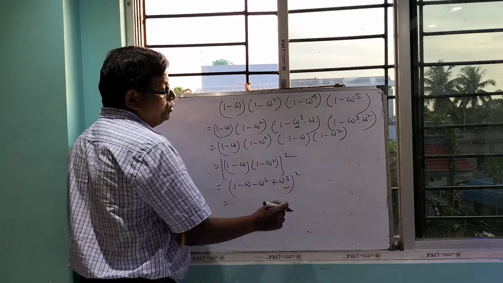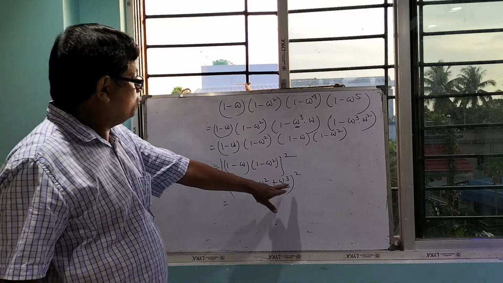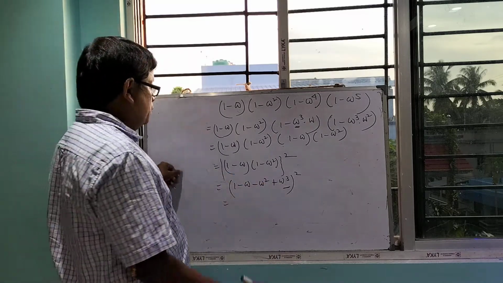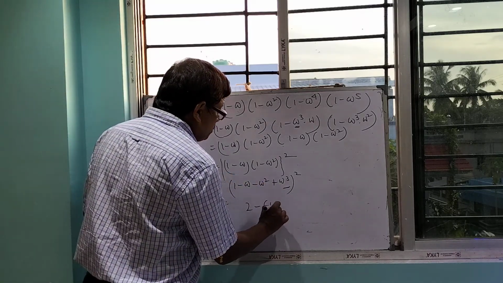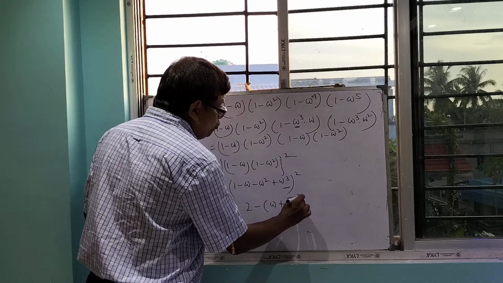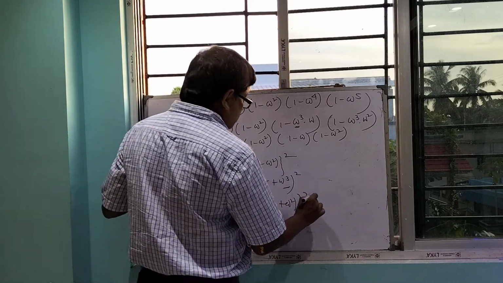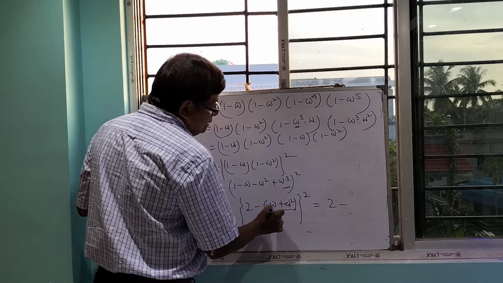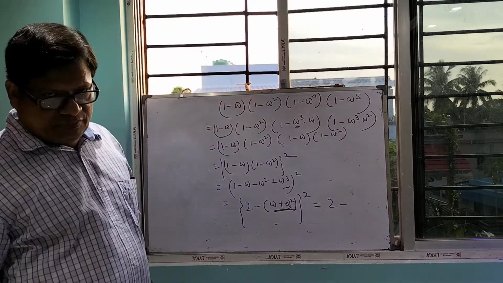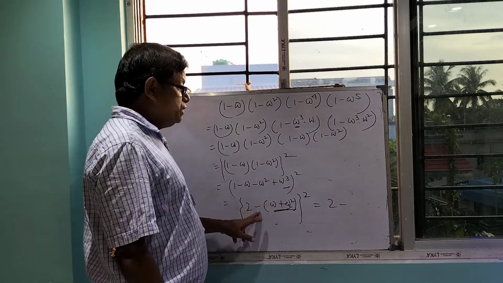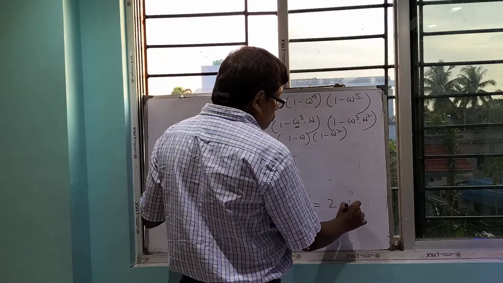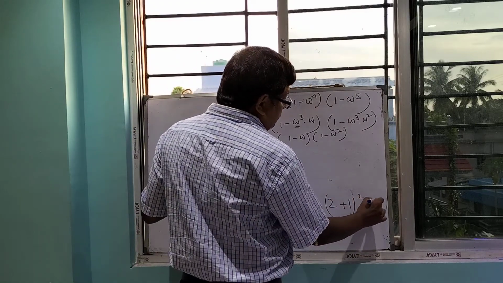Now omega cube value is 1. Omega 1 plus 1 is 2. Okay, so write 2 minus, take common, 1 plus omega square give whole square. That is 2 minus this value, yes, minus 1. So minus 1 plus 1, so plus 1 whole square. That is 9.